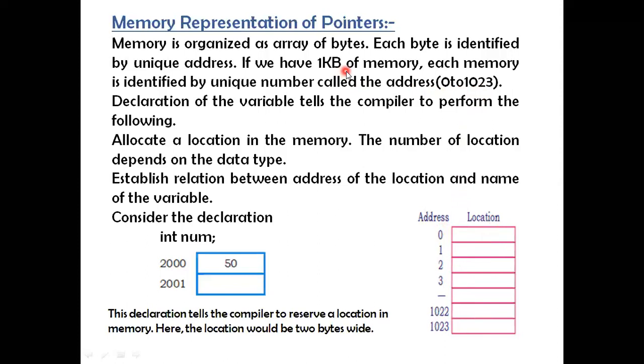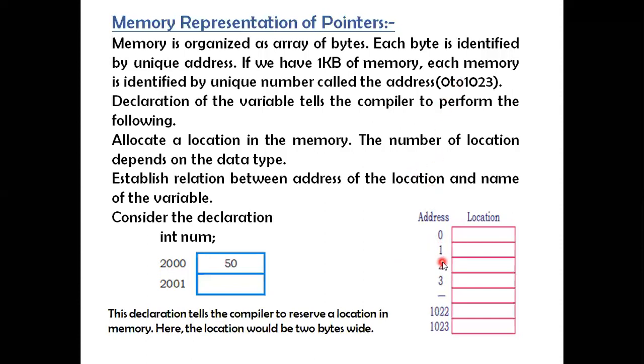If we have 1 kilobyte of memory, each memory location is identified by a unique number. Unique number means different from each other. See here, 0, then 1, then 2, then 3, and so on. The last one is 1023. As I said, 1 kilobyte is equal to 1024, but here it ended with 1023. That means we started with 0, and for that purpose, it has ended with 1023. So no number has been repeated.